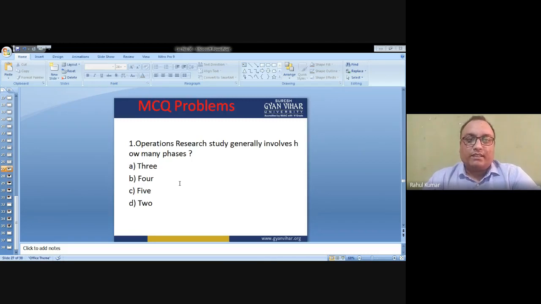Here, operation research study generally involves how many phases? Operation research generally involves how many phases of this problem? 3, 4, 5 or 2? For this, the correct answer is 2.